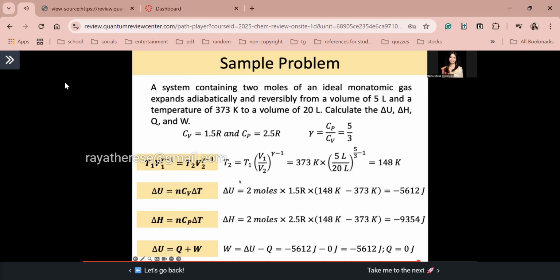Just break it down. Again, for adiabatic and polytropic processes like this example, you can use it as a model example. You need to find the missing variables. In this case, our missing variable is the final temperature. That is why we solved for it. Then you can solve for delta U, delta H, and work.